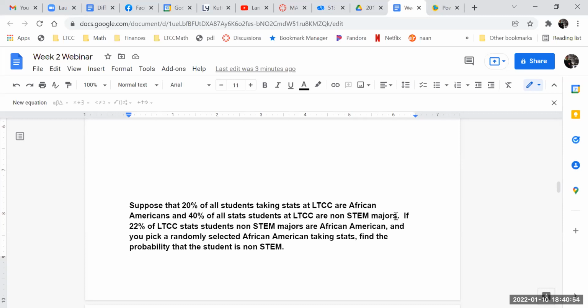If 22% of LTCC non-STEM majors are African Americans, and you pick a randomly selected African American taking stats, find the probability that the student is non-STEM. Any questions on the question?